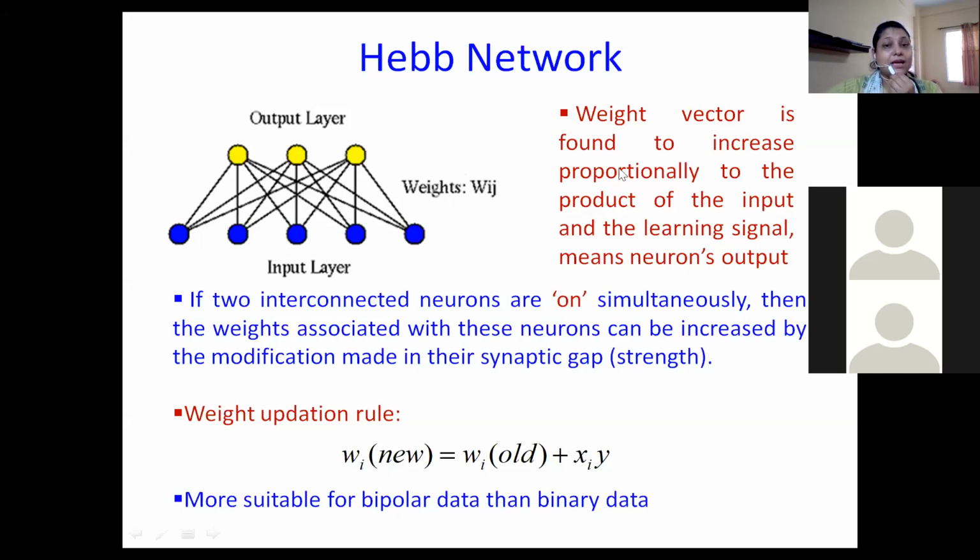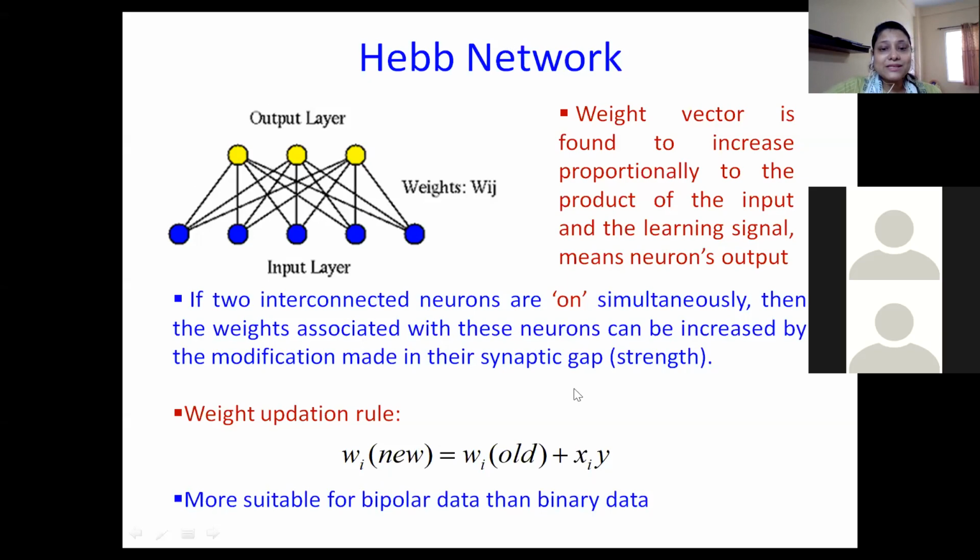I'm going to repeat. In the Hebbian network, if we look at this neuronal model, we have an input layer and an output layer as well. All these are connecting links between the input layer neurons and the output layer neurons, and all those connecting links are associated with weights, which can be expressed as wij.